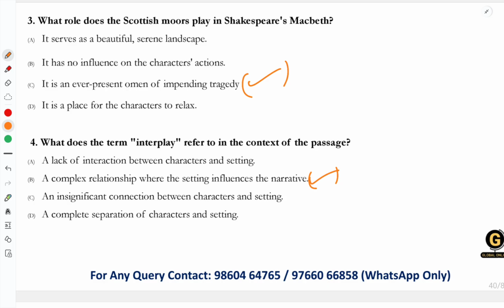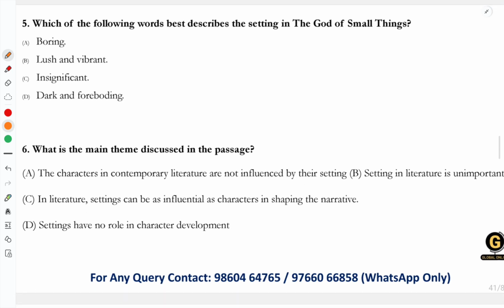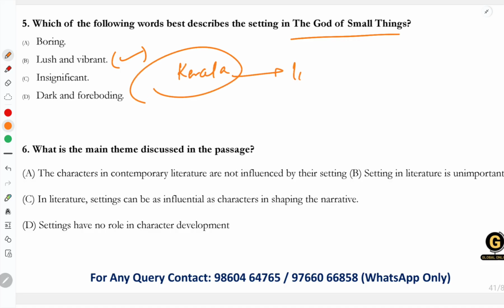Okay, which of the following words describe the setting in The God of Small Things? Boring, lush and vibrant, insignificant, dark and forbidding. The correct answer for this question is option number B, lush and vibrant, because the passage was directly talking about Kerala's atmosphere, which is a lush, vibrant, and humid landscape, right? So option number B is the correct answer.